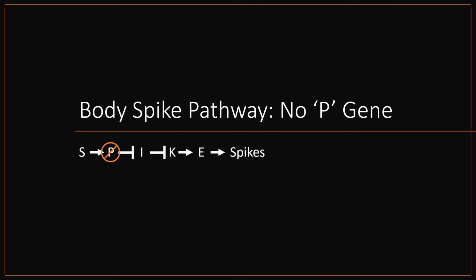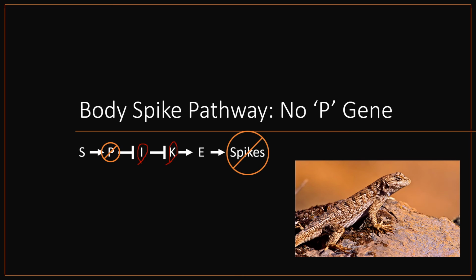So let's say we didn't have a P gene. Without the P gene, that means I is no longer inhibited and can inhibit K. And if K is inhibited, that means E cannot be promoted and spikes will not occur.